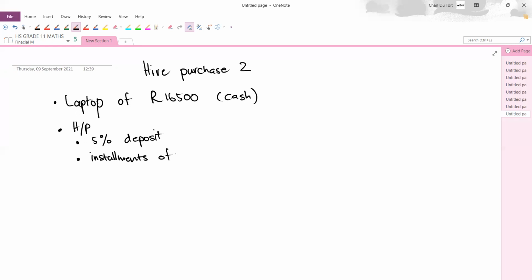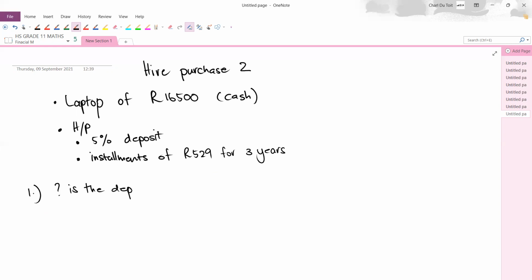Let's say, I'm going to use simple installments of 529 Rand for 3 years. So they say, look, if you don't have the cash, you can do a hire purchase agreement, and that's a 5% deposit. Plus, you're going to pay 529 Rand for 3 years. Now, the sum might look like something like this. One, what is the deposit?